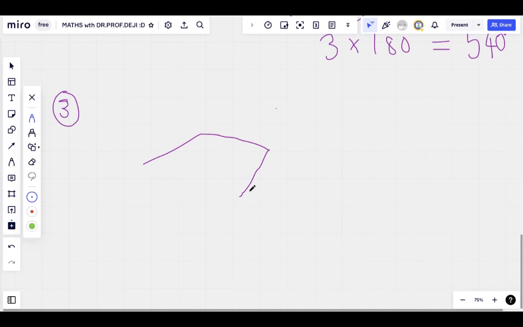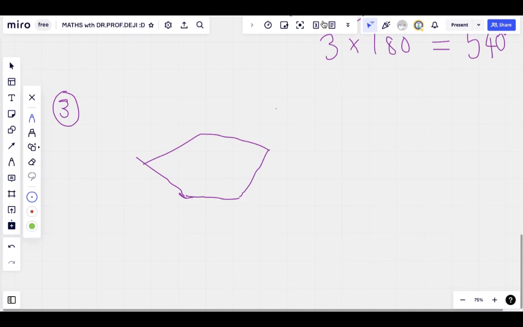One, 2, 3, 4, 5. Okay, don't mind my drawing, okay? The mouse is running anyhow.